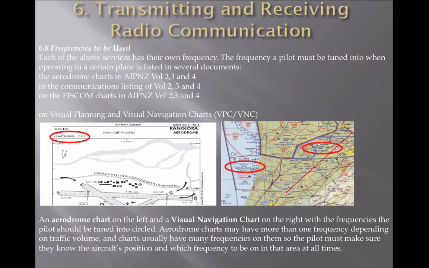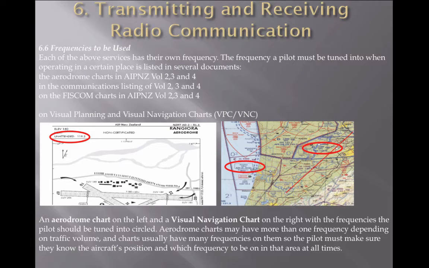I did have a friend who recently sat his test. He was asked on what documents you can find tower frequencies. The options given were VNC, VPC, VPC and VNC, and the AIP. He selected VNC, but it is actually VPC and VNC.